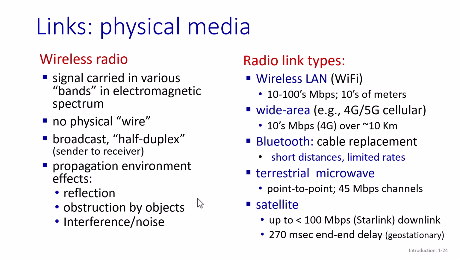And we have Bluetooth, and this is a cable replacement. It works in short distances with limited rates. Therefore, we use it for attaching our mice or keyboards. And we have terrestrial microwave. This is a point-to-point link which can achieve 45 megabits per channel. And we have satellite links. With satellite links, we can achieve close to 100 megabits per second downlink with Starlink.